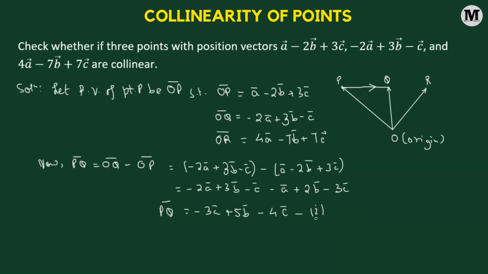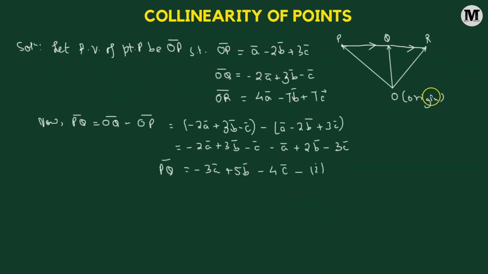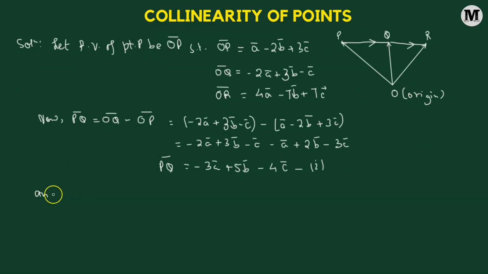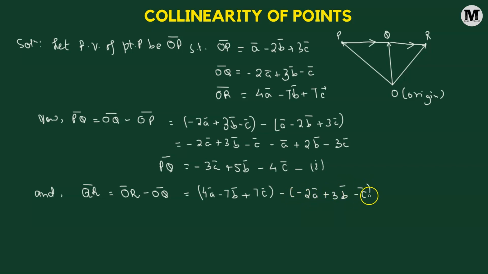Next, we'll join point Q and point R with the help of another directed line segment going from Q to R. So now, again, we are going to define the vector QR. QR will be simply, in terms of the position vectors, OR minus OQ. So what is OR vector? We have 4 times A vector minus 7 times B vector plus 7 times C vector. And from here, we're going to subtract OQ vector, that's negative 2 times A vector plus 3 times B vector minus C vector.